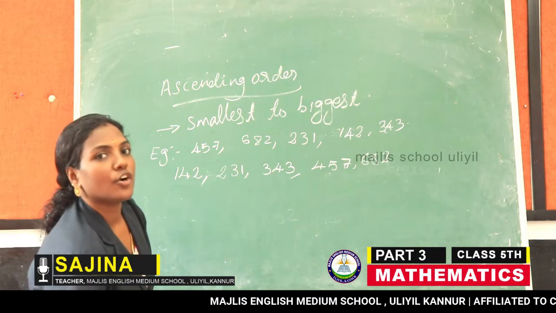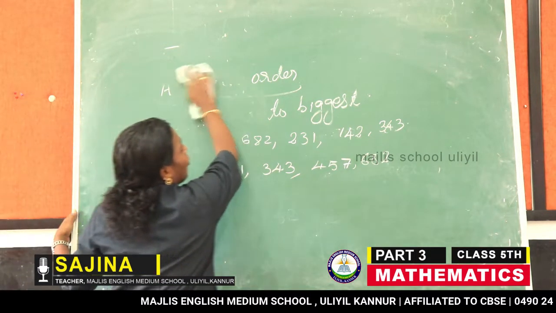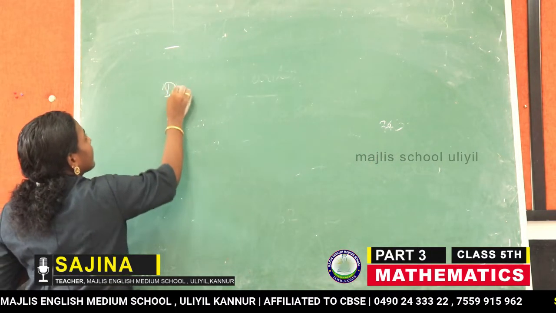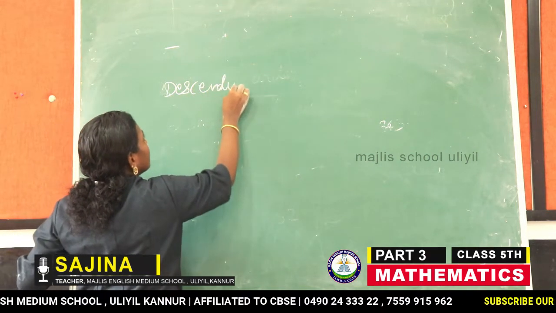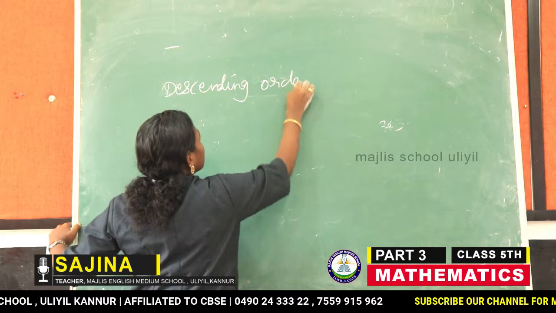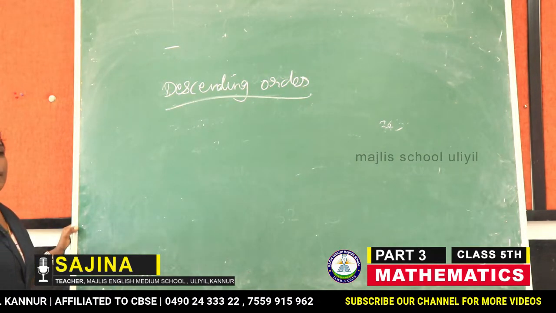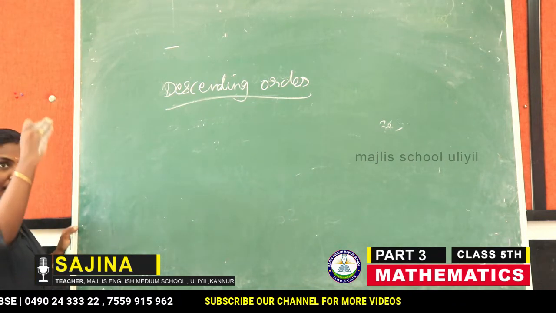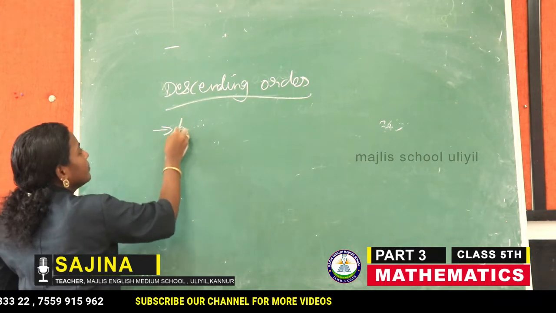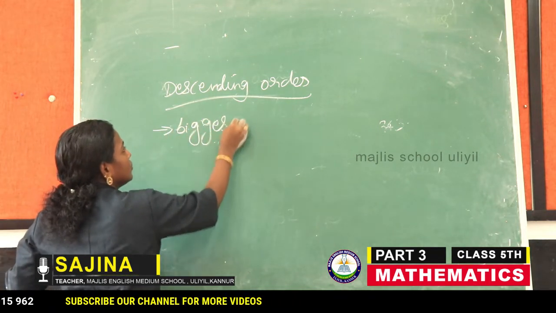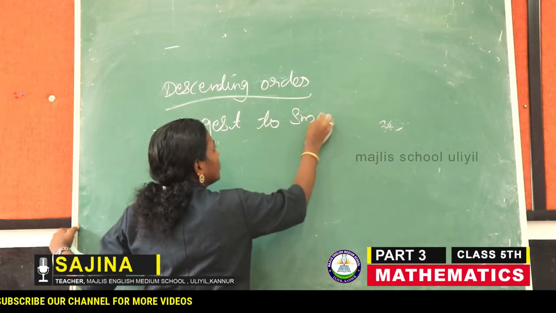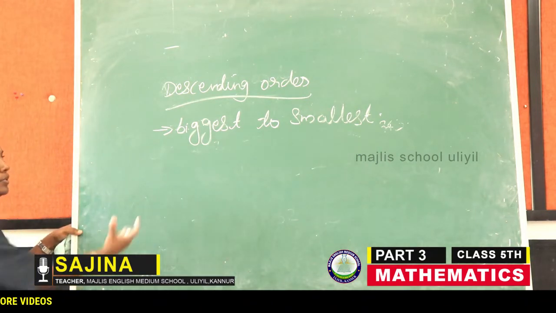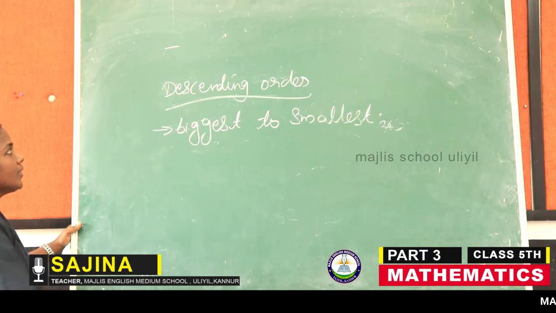Next is descending order. What is descending order? Just opposite to ascending order. Descending order means the numbers are arranged from biggest to smallest. Descending means biggest to smallest. The numbers arranged from biggest to smallest is called descending order.